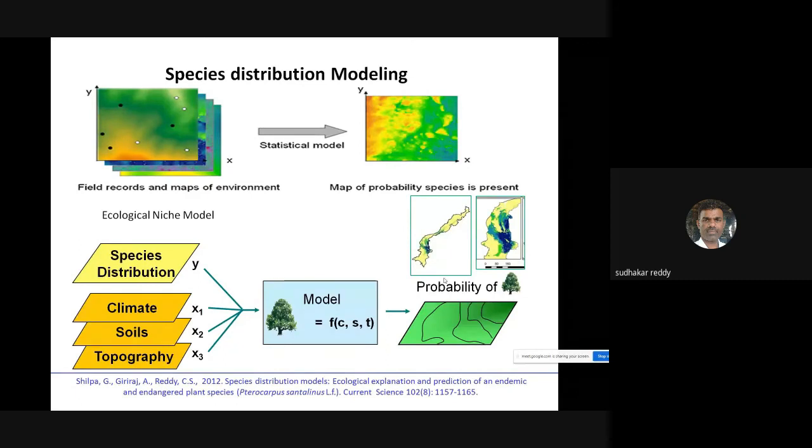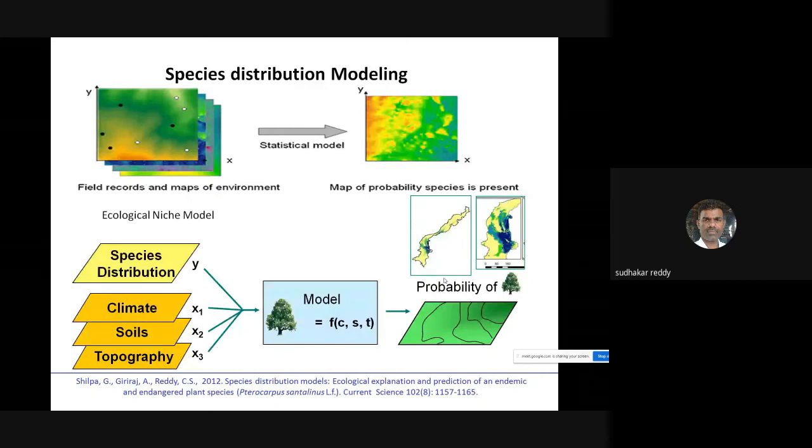Then soil type data is available from the FAO, Food and Agriculture Organization. And topographical data sets are available from different remote sensing data sets like SRTM, ASTER, and CARTODEM. In addition to these, we can make use of the vegetation type data and land cover data to better identify suitable habitats of the given species.